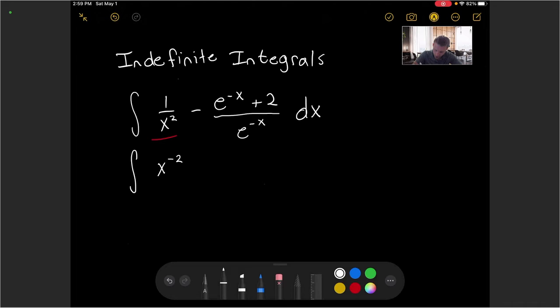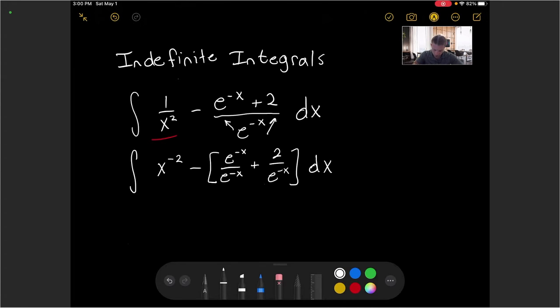Next, I can take a look at the e to the x mess that we have in the second term here. Notice that we can actually divide each of these terms by e to the negative x. So there's two terms here, so I'm going to bracket this off. I'll have e to the negative x over e to the negative x plus 2 over e to the negative x dx.